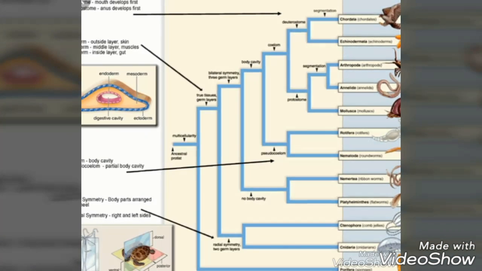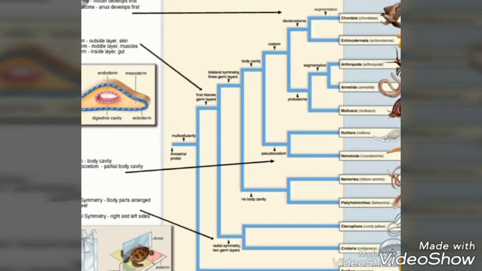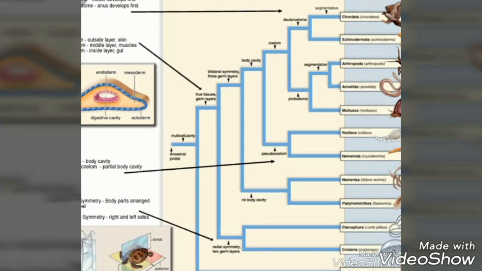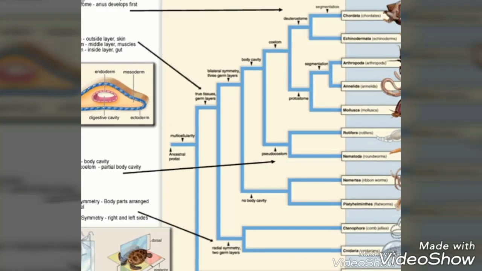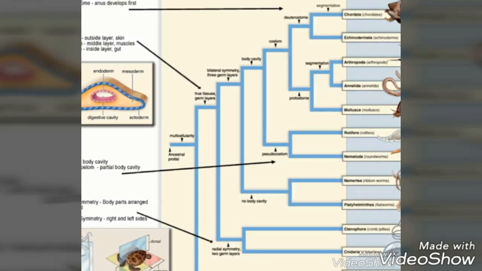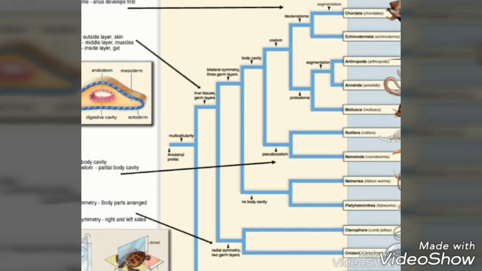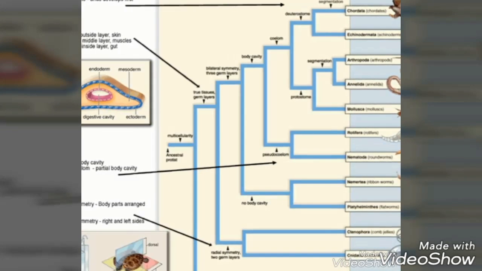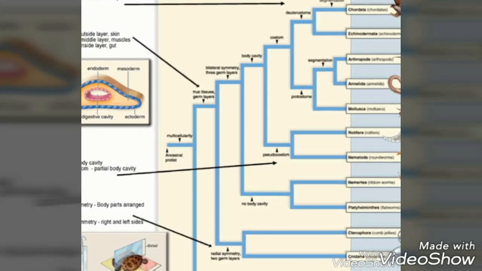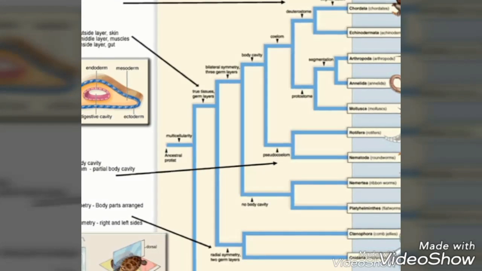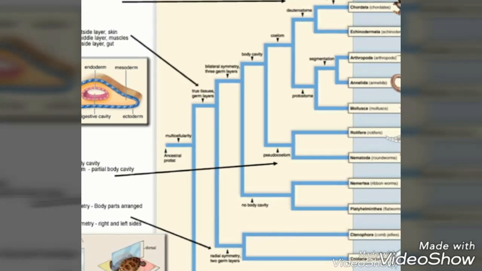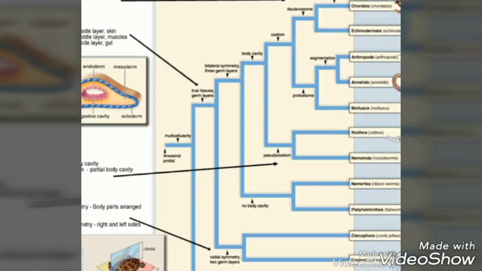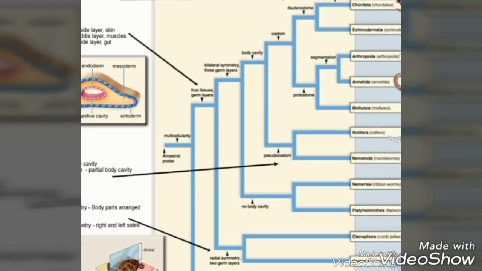Now, let us look at the phylogenetic tree of animals. All animal phyla living today are most likely descended from a colonial flagellated protist living about 600 MYA. This phylogenetic or evolutionary tree is a hypothesis and uses morphological and molecular data to determine which phyla are most closely related to one another.